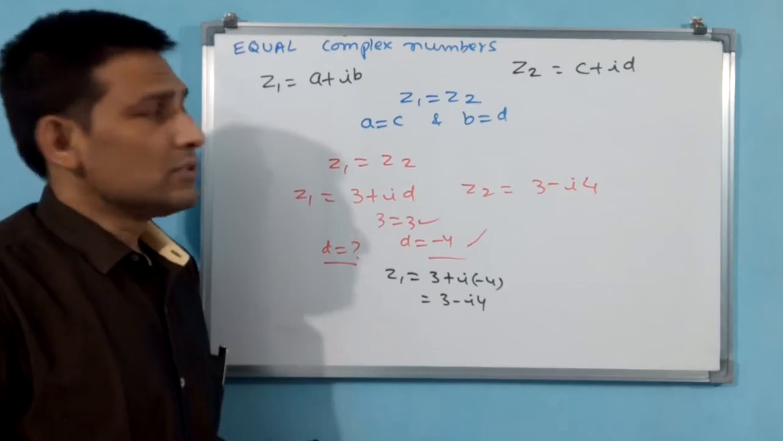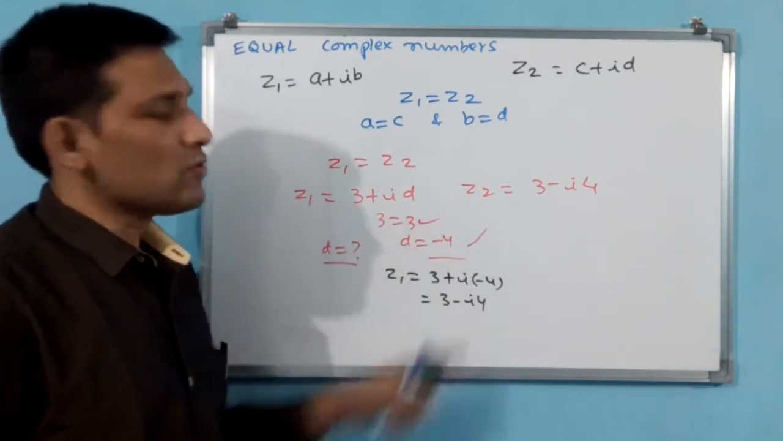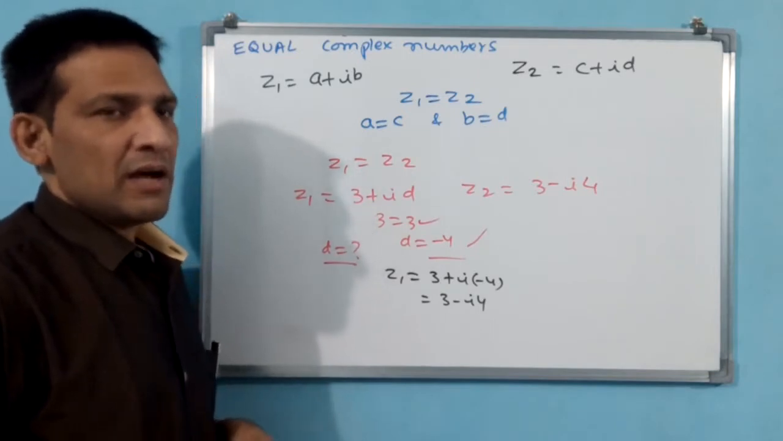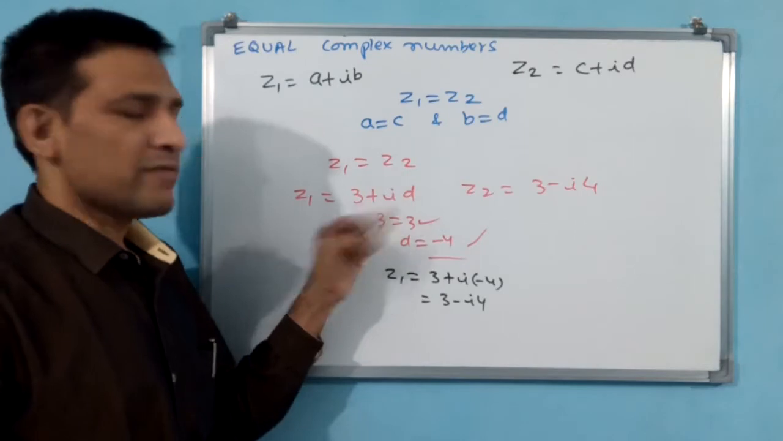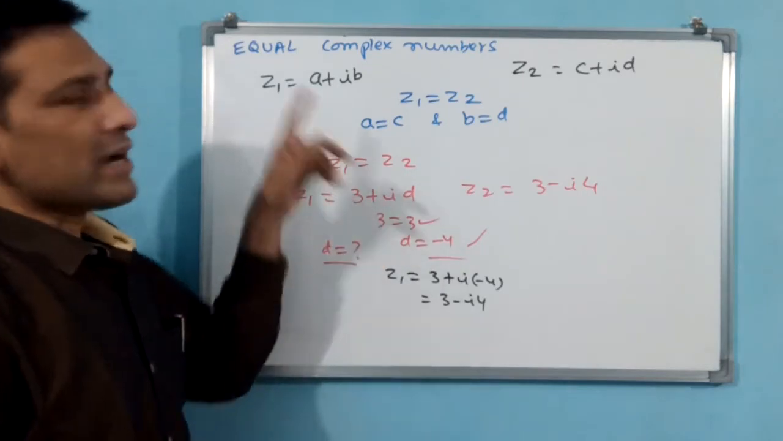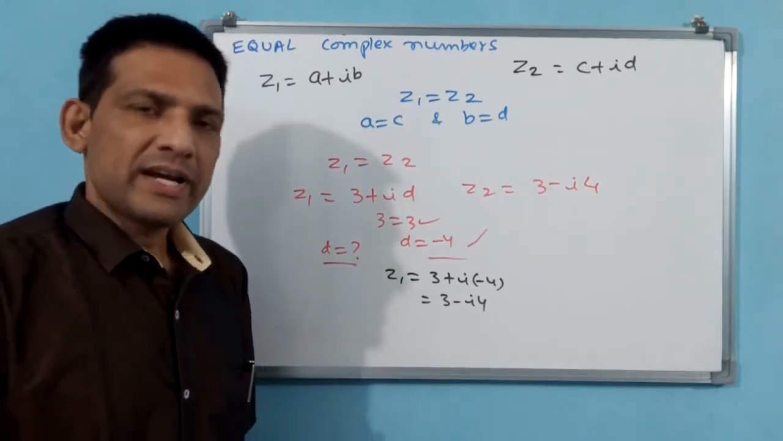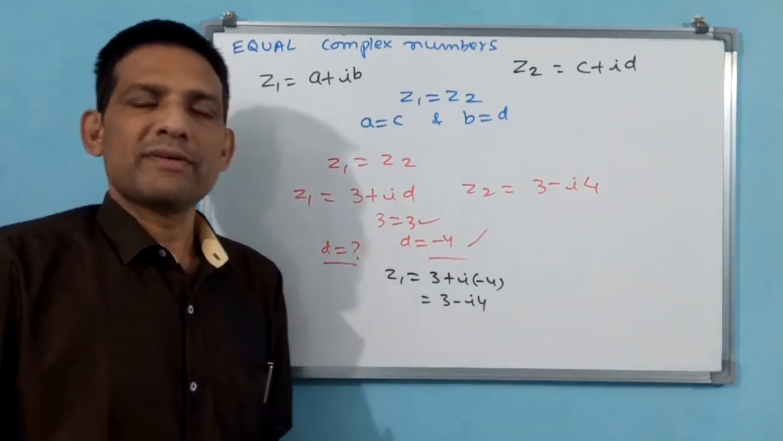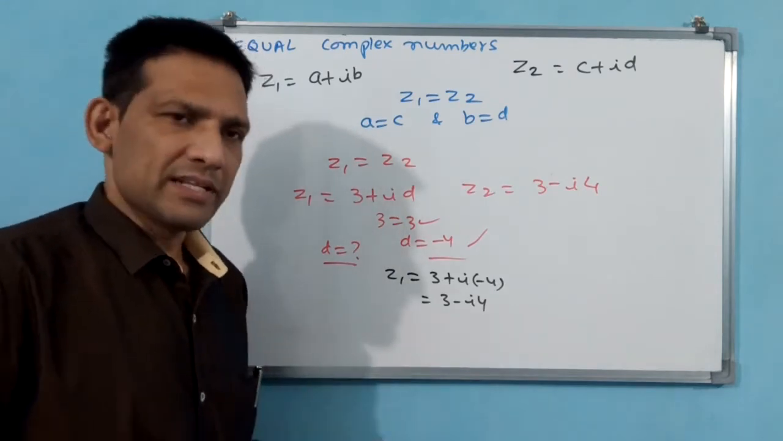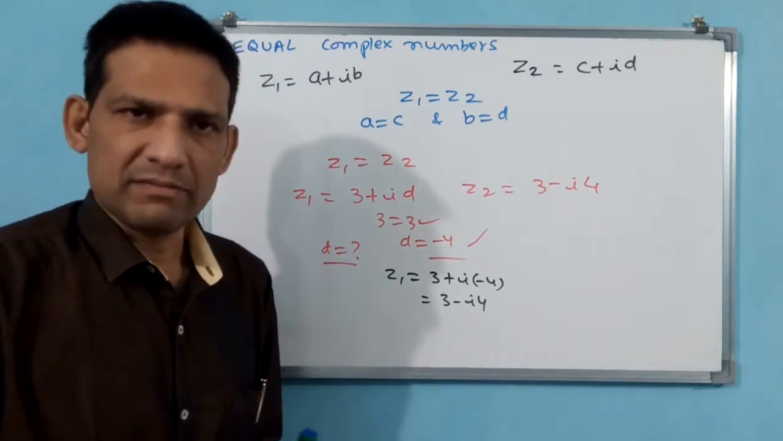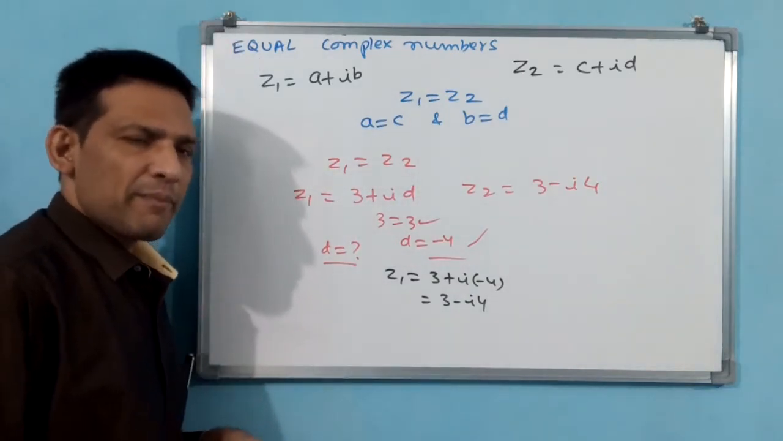Now let us go to addition of complex numbers. Because we came to know how to write a complex number, what the parts of the complex number are, real part and imaginary part, and what the value of i is. We know i is equal to square root of minus 1, and i square is equal to minus 1. That also we know. Now we go for addition of complex numbers.